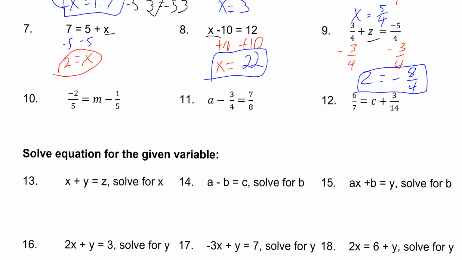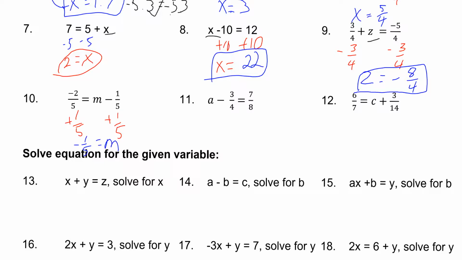So we go plus 1/5 to both sides. Okay? So negative 2/5 plus 1/5 is going to be negative 1/5. Okay? And that equals m. So negative 1/5 minus 1/5 does in fact equal negative 2/5. Okay? And that's the way that works. So there you have it.